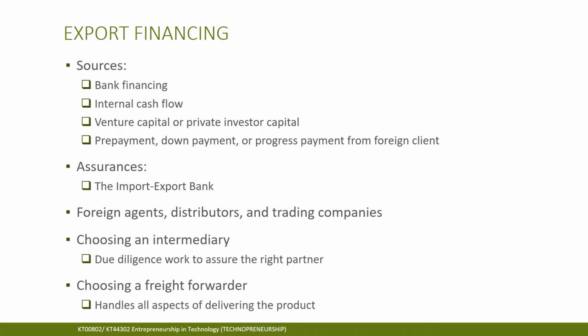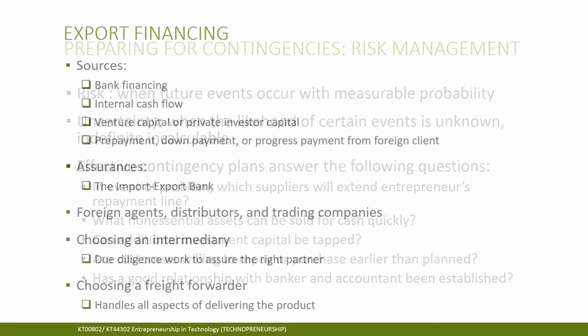Besides that, don't forget to use foreign agents, distributors, and trading companies who specialize in importing goods. In choosing an intermediary, you should undertake due diligence work to ensure the right partner. For instance, check the intermediary's current listings of products and understand the competition. Find out whether the intermediary has enough representatives in the foreign country to handle the market, and their sales and warehouse space. You should also choose a freight forwarder to handle all aspects of delivering the product.